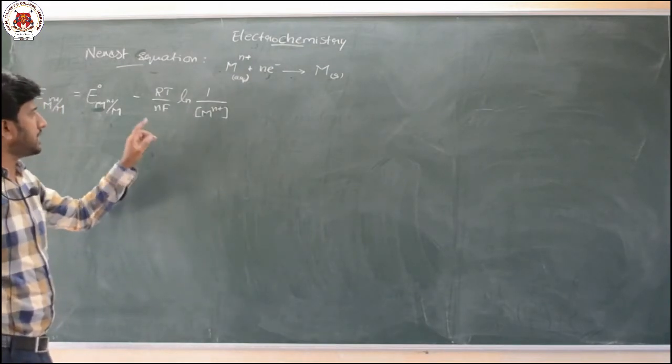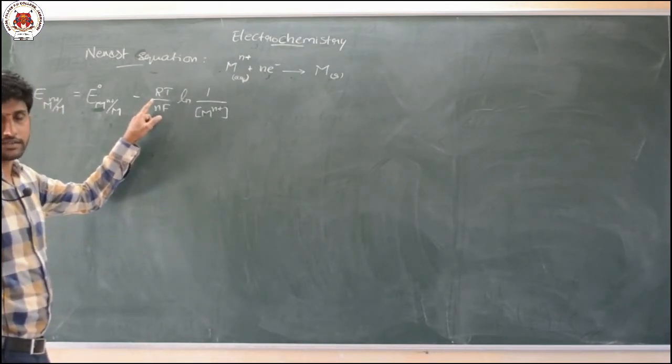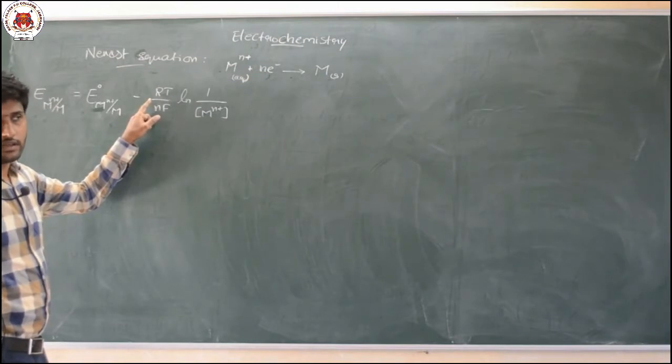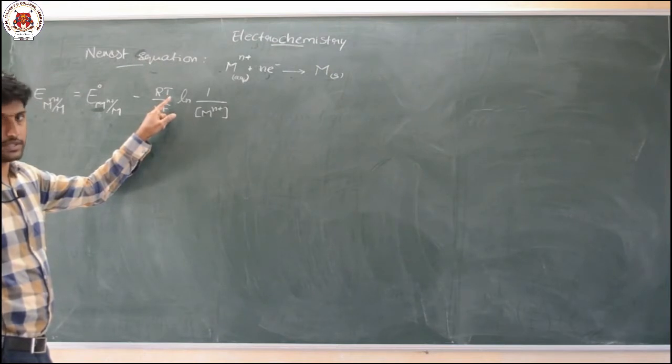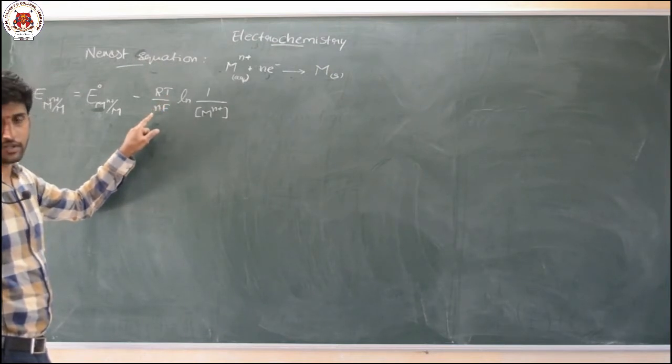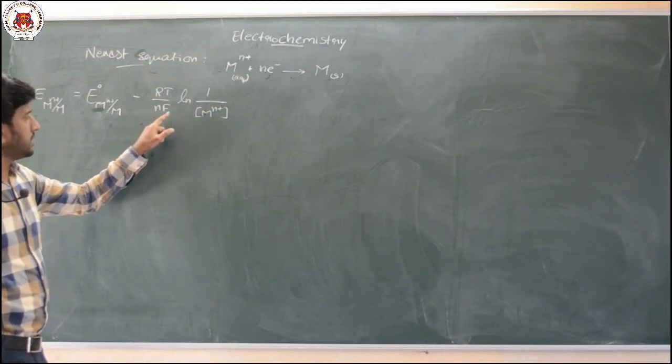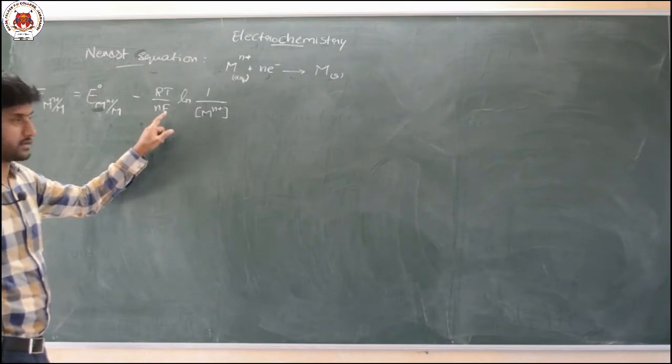Now what does R indicate here? R is the universal gas constant. T is the absolute temperature, standard condition we have to take. n is the number of moles of electrons. F is the Faraday constant.